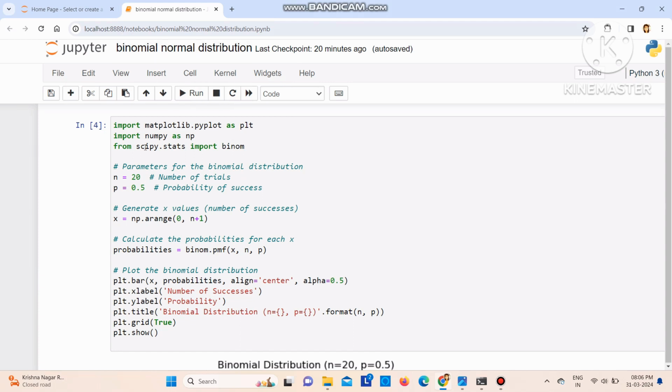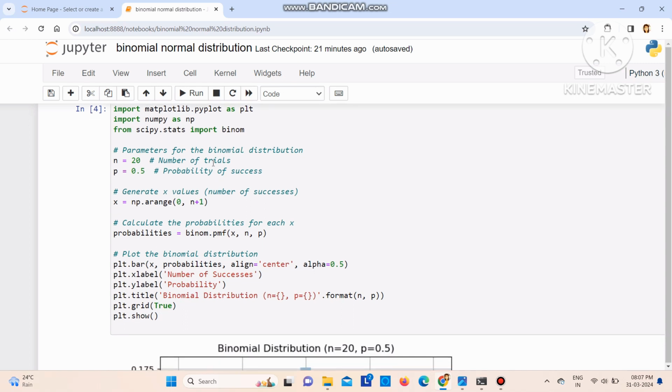So first of all, as we will be plotting some graphs, we will be using import matplotlib.pyplot as plt. Now we will be using NumPy also, so we are importing the NumPy package as import numpy as np. Now we will be using scientific Python, so from scipy.stats import binom, because we want the formula to calculate the binomial distribution. Okay, so these are the packages we have imported.